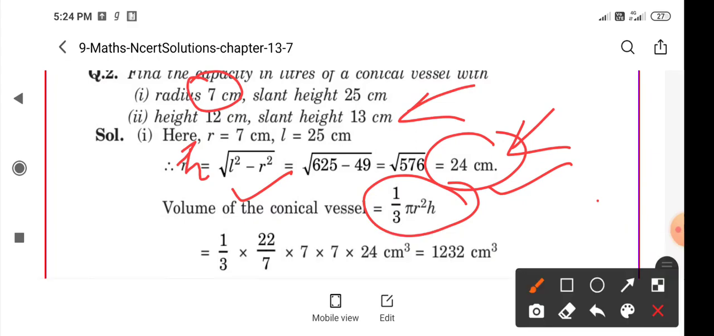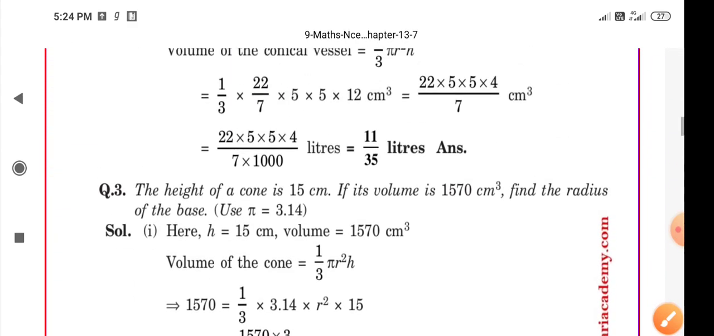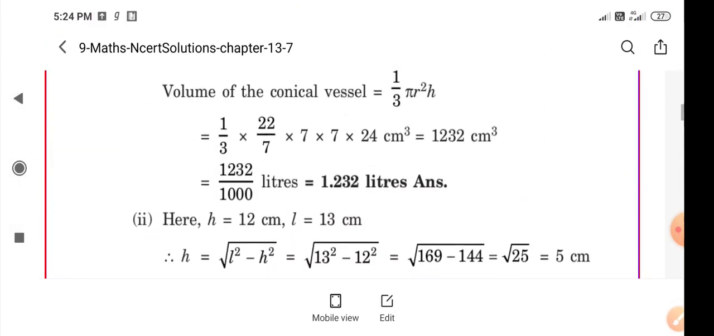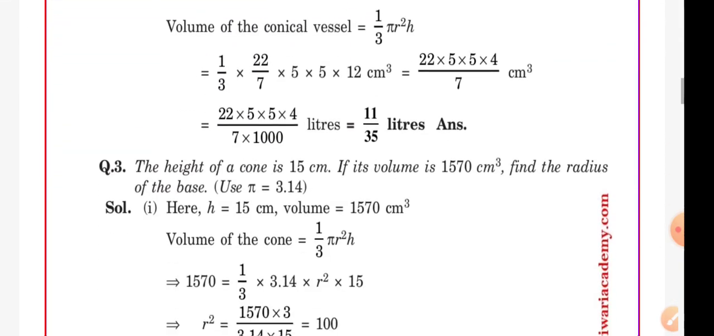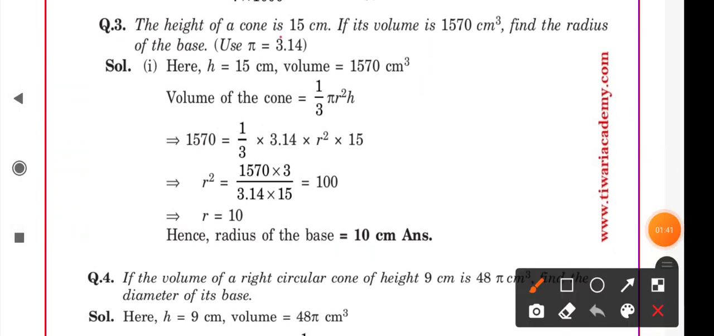Now moving to the next question. In question number 2 we have done all these two parts. Now see question number 3. In question number 3, the height of the cone is given, h is given, volume is given and radius is given. You have to directly apply the formula.